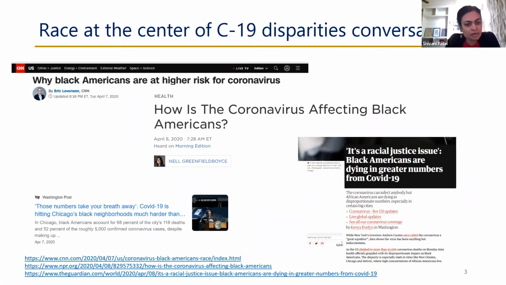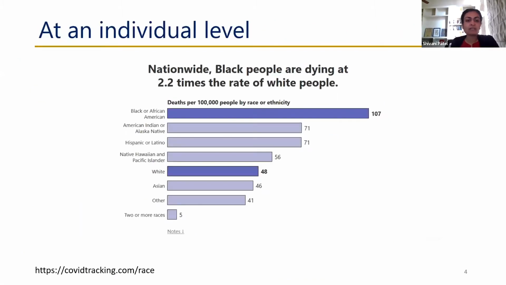And of course, we've all been following the headlines this summer and through the fall. It's even been described as a dual pandemic of COVID-19 and of racism that have come to a head in the nation. So it is not surprising to this audience that indeed, we see at an individual level that Black people are dying at 2.2 times the rate of white people. This is work that's been put together by the COVID Tracking Project that's put out by The Atlantic, and I think it's one of the most valuable sources of data that we have on COVID-19 disparities.